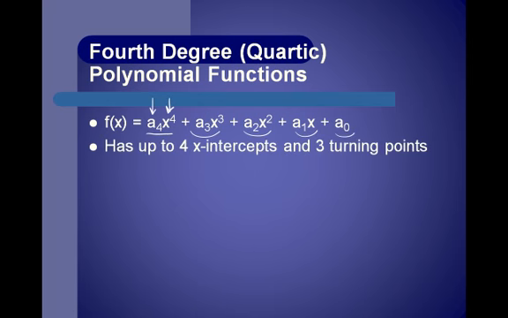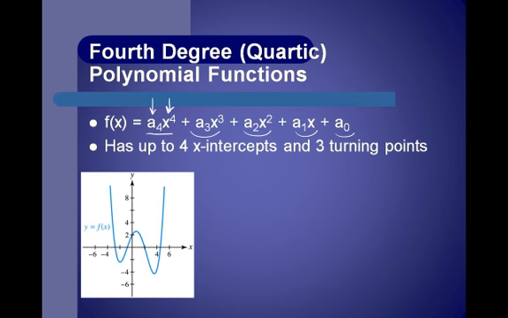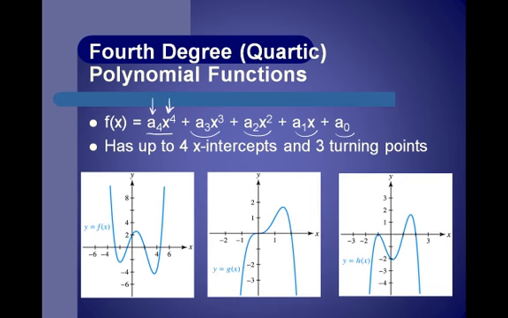Now, fourth-degree polynomial functions can have up to 4 x-intercepts and up to 3 turning points. Here are some examples of fourth-degree polynomial functions. Now notice that on all three of these pictures, both of the ends are going in the same direction. In the first picture, both ends go upward, but in the second and third pictures, both ends go downward.